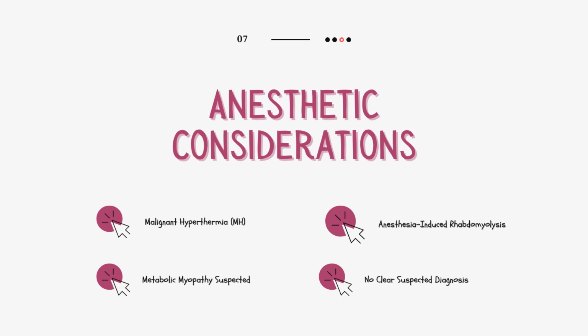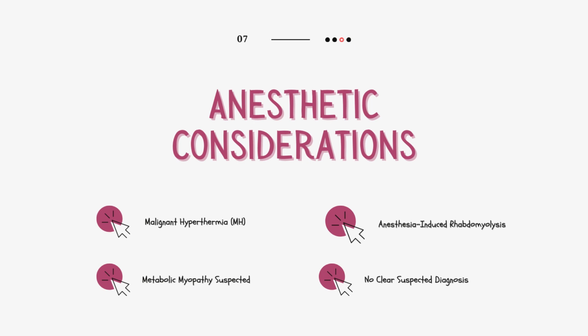These are individuals suspected of having a congenital myopathy associated with MH. They should receive a non-triggering anesthetic to prevent MH episodes. This means avoiding succinylcholine and volatile inhaled anesthetics. 2. Patients at risk for anesthesia-induced rhabdomyolysis.